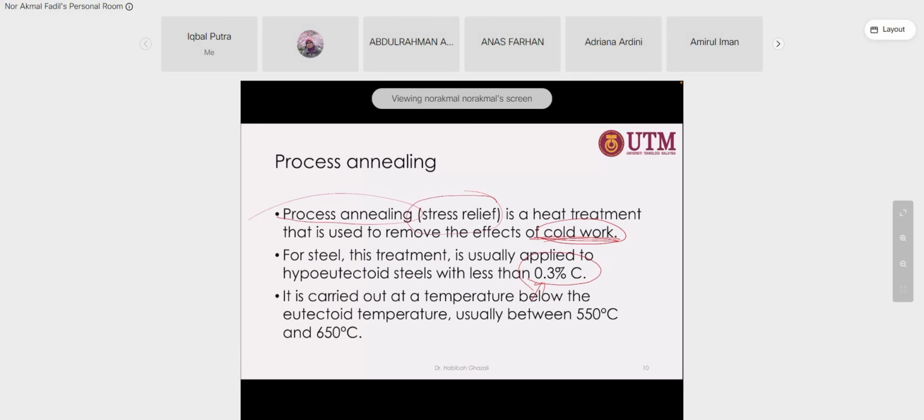The effect of the process combines not only releasing the stress but also modifying the microstructure that was obtained by the cold working process. The distortion of microstructure can also be modified, but for this process, the temperature is about 550 until 650, and it's only dedicated for the very low carbon composition.